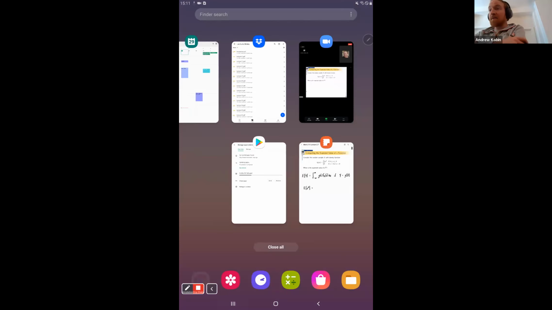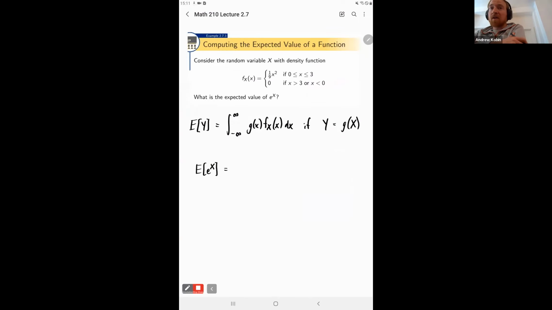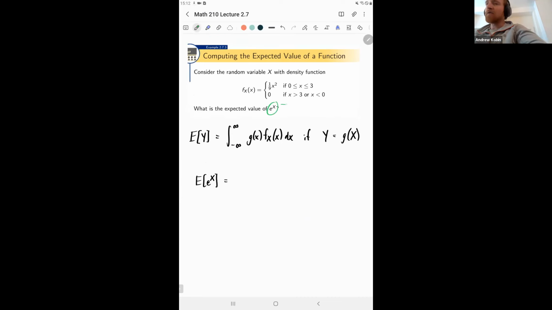Keeping in mind that it might be difficult or impossible to come up with a separate f sub capital Y function for this new variable. And by the way, I'm calling this new variable capital Y in the below. So here's the formula and the theorem we just learned. Let's use this to compute the expected value of e raised to the capital X.